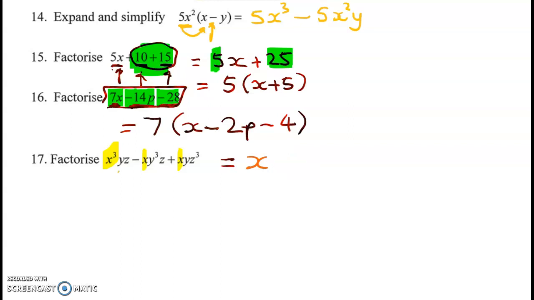x in there, and then we look at the y's. We've got y here, y cubed, and y. So y cubed, and y. The highest common factor there is going to be y. And now we look at the z's. We've got z, and z cubed. The highest common factor is z.